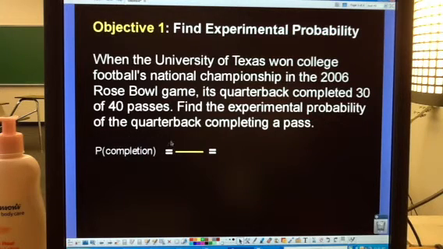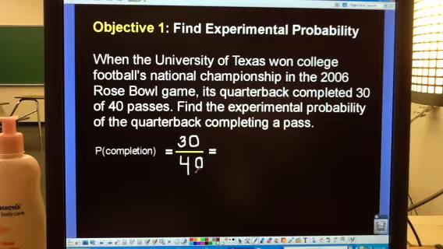So our probability of completion here is going to be 30, which is our number of times the event occurred, over 40, out of 40 total trials, out of 40 passes.